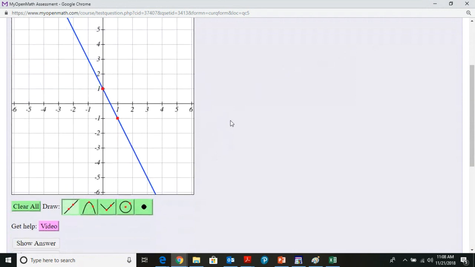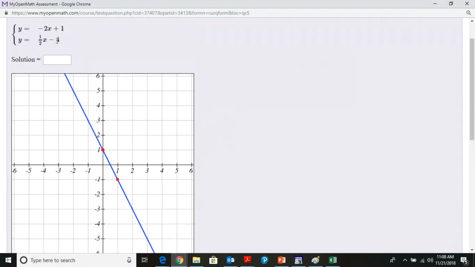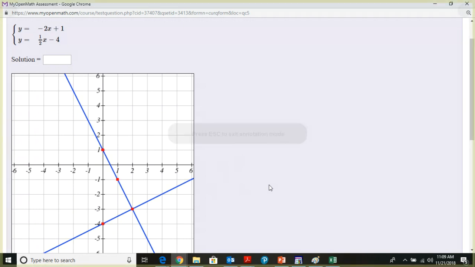So now we want to make sure line is still picked, and we're going to graph this second one. The second one crosses the axis at negative 4 and has a slope of 1/2. That means up 1 over 2. And look at that. We can see our intersection point beautifully. So our intersection is right there. So what is that actual point? Well, the x value is 2, and the y value is negative 3.